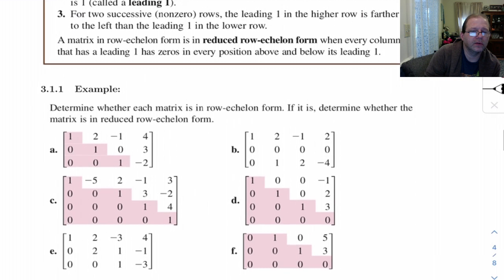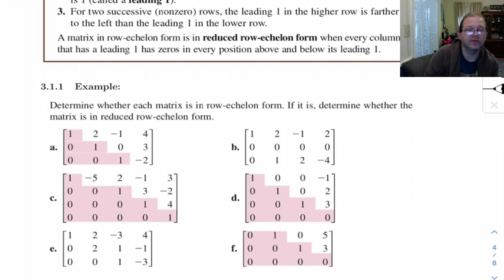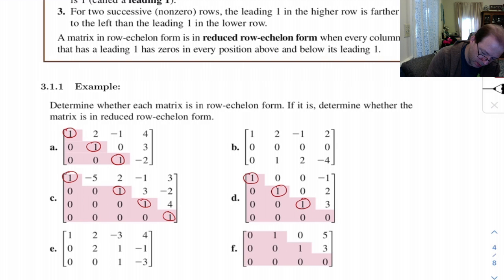And for two successive rows, the leading one in the higher row is farther to the left than the one in the lower row. So basically, your leading ones, if we were to come through here and circle them, they're always sloping downward from one side to the other. So let's see, here, here, here, here. And let's see, this one, F, we've got a column of zeros there in the beginning, but that's fine. So those pink ones are in row echelon form.